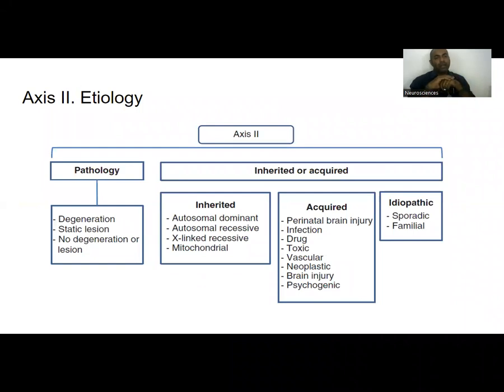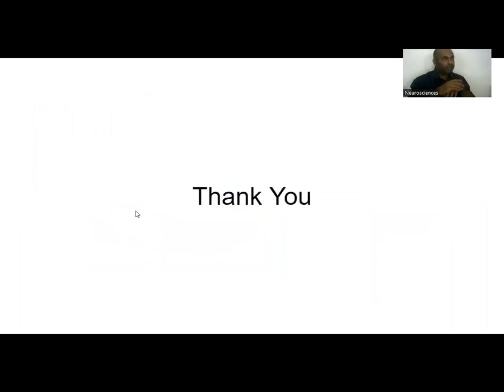So after we make the axis one, that is the clinical classification, the next step is axis 2. So whether there is a pathology, there is neurodegeneration, there is a static lesion, and whether it is inherited or acquired: inherited, dominant, recessive; acquired, perinatal brain injury, drugs, toxins. If it is idiopathic, if it is sporadic, familial. Right. So that is the approach to a patient with a dystonia syndrome.